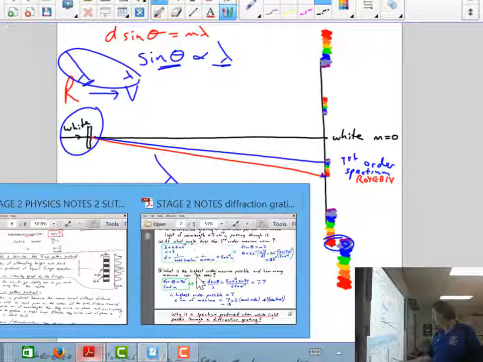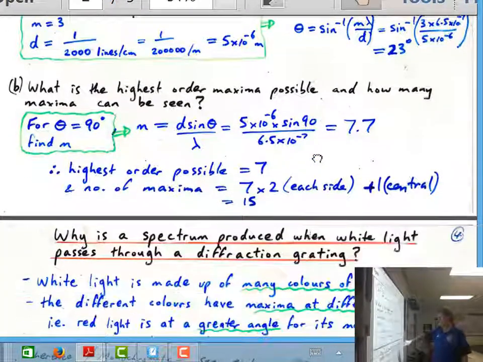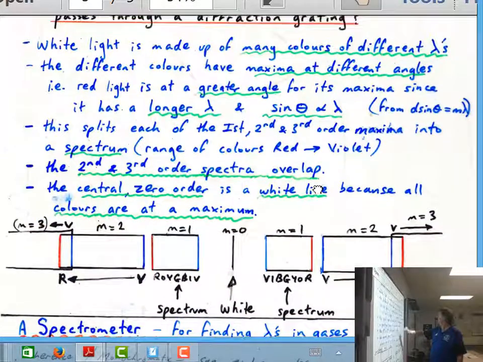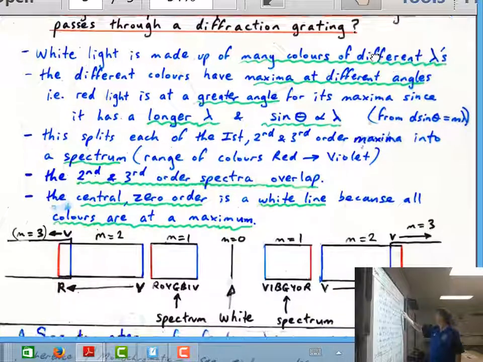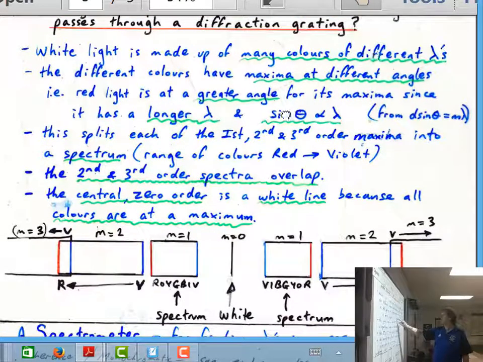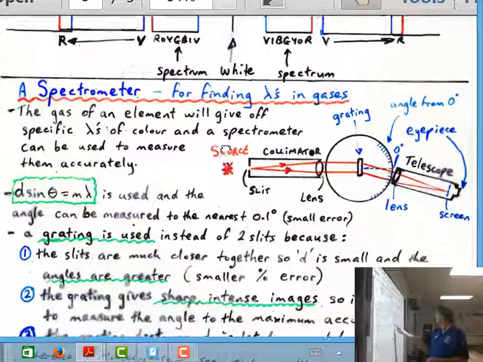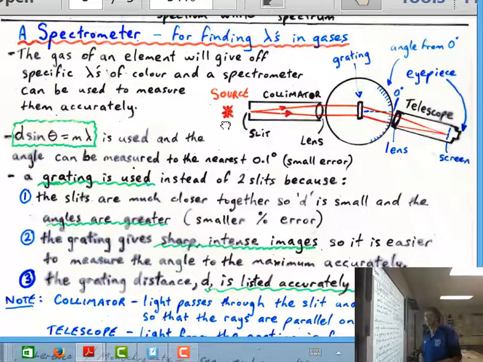So you've got some notes on that as well, if you check through there. There's the question of why the spectrum is produced when white light is used, and the key things to point out are that the white light is made of different wavelengths, and the sine of the angle is proportional to those wavelengths, so the angles are different for each wavelength, and you're going to get a separation of colours, or a nice rainbow if you like, going from violet out towards red as you go away from the centre. The second and the third order overlap. So you can think of it as being like this. We'll look at this later on, how a spectrometer can be used to work out wavelength using a diffraction grating.